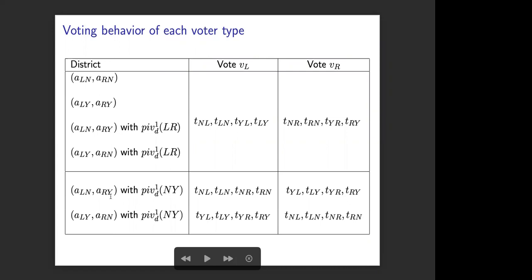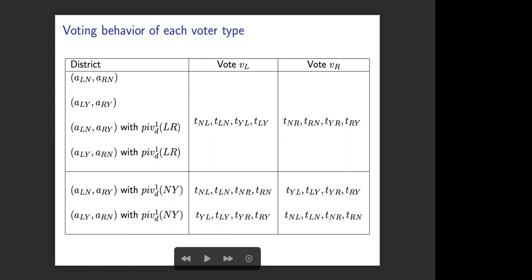Then, if you're anti-reform, you'll vote for the left guy, and if you're pro-reform, you'll vote for the right guy. Whereas in this next case, the left guy is pro-reform, the right guy is anti-reform. In that case, anyone who's pro-reform will vote left, anyone who's anti-reform will vote right. And what you can see by looking at this, particularly these last 2 rows, is that it's completely the opposite.